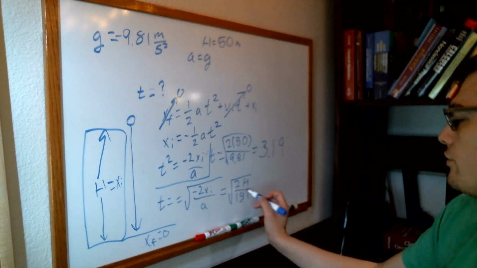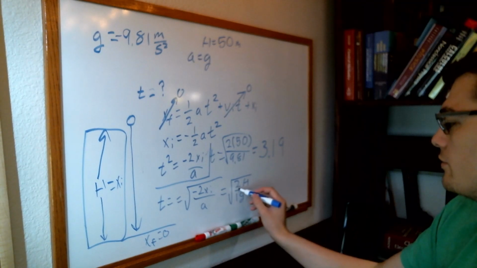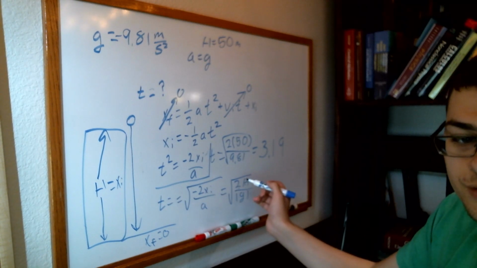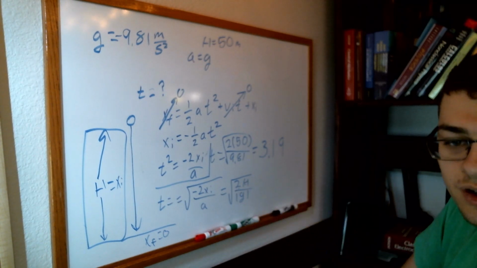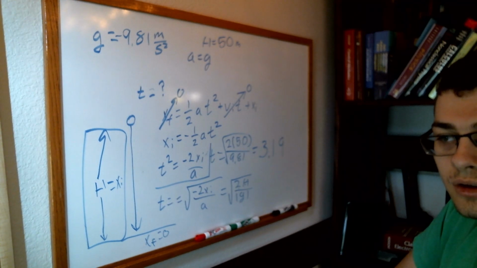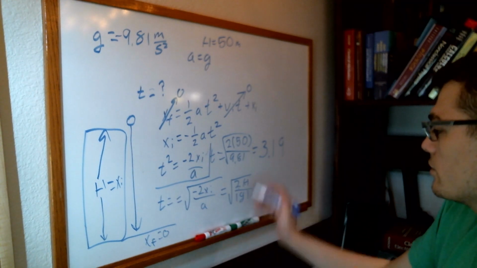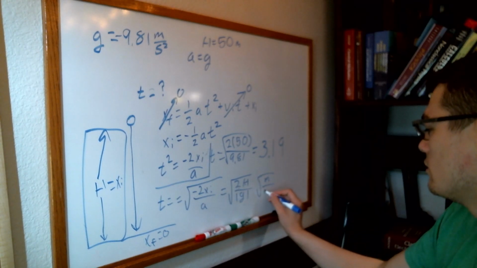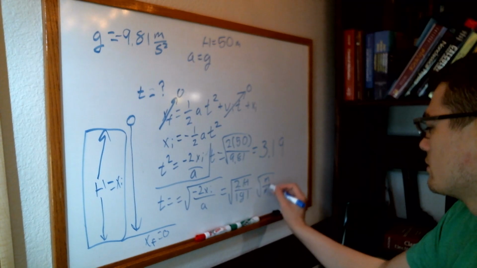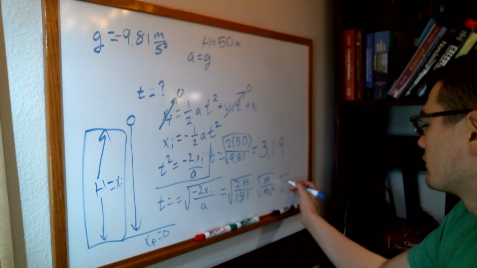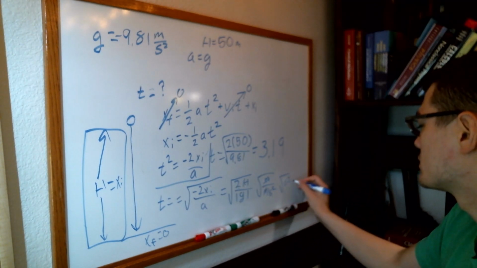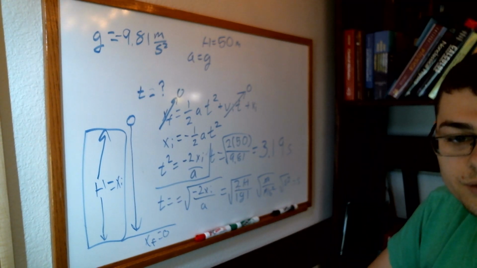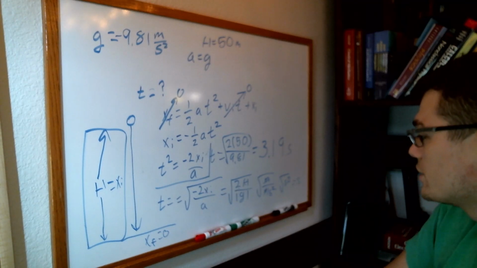Inside the square root here, we have 2, which is just a coefficient, so no units there. H has units of meters, and G has units of meters per second squared. So in our analysis, we would have the square root of meters over meters per second squared. These would cancel. Then we have the square root of seconds squared, which is just equal to seconds. So we have now found our units here, and they've come out right.